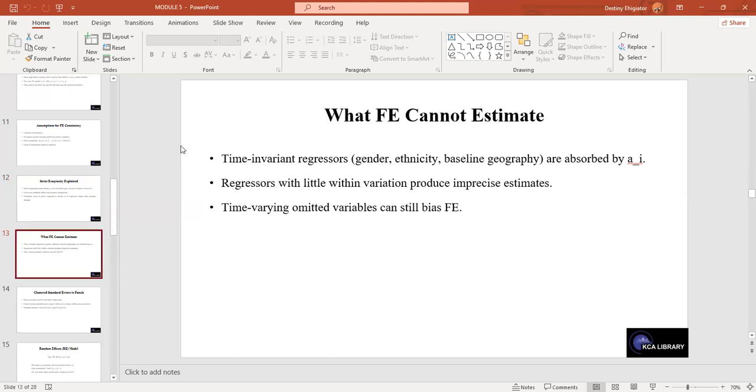What can FE not estimate? Time-invariant regressors are absorbed by A_i. Regressors with little within variation produce imprecise estimates. Time-varying omitted variables can still bias FE.